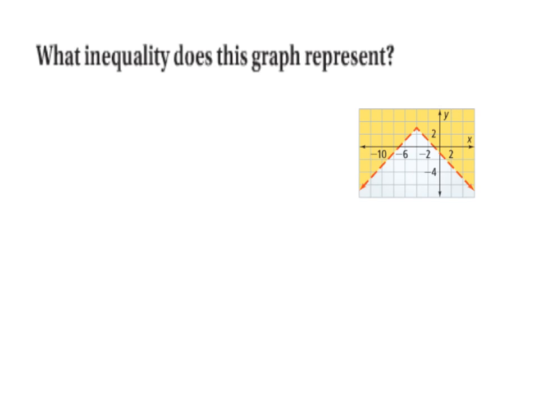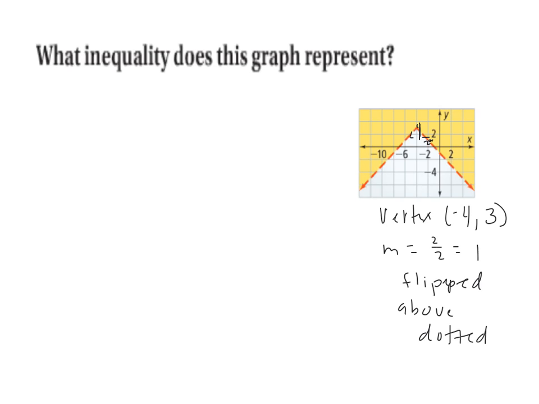Here again, you need your vertex, your slope, and to state if it's dotted or solid. I want you to attempt this one by yourself. So my vertex here is going to be negative 4, 3. You have to be careful on this problem right here. I'm counting by 2's. So my vertex at this point, that's left 4, because each box is worth 2, and up 1.5, so that would be 3.